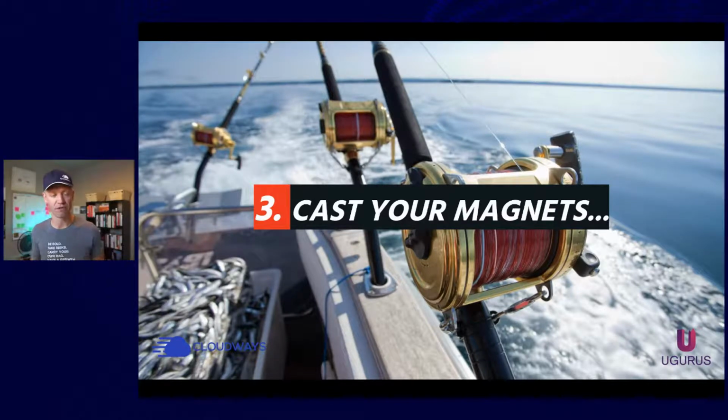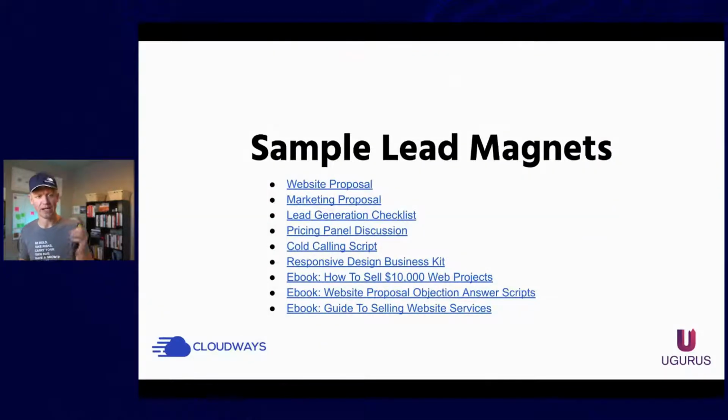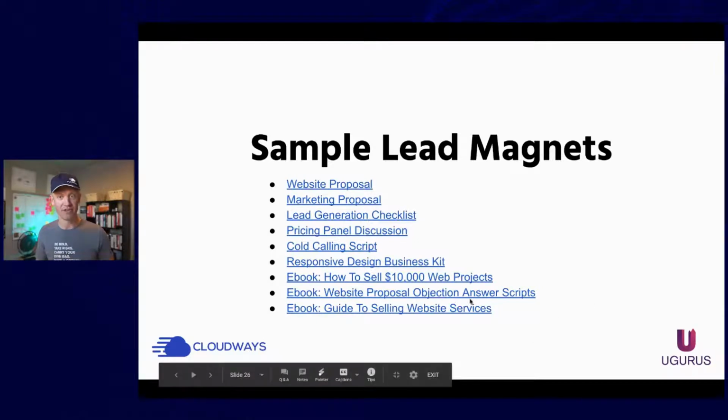We want to test a few different pieces of bait for our market and put them all out there and see what happens. So we want to take this mindset of casting out a bunch of magnets into the marketplace all at once. So let me give you some examples, right? When we first launched our business, these are about a half dozen or so magnets that we launched. We had a website proposal, a marketing proposal, a lead generation checklist, a video that I had done with some other web pros on pricing, and some scripts that I had used with my team. So most of this was stuff that we already had sitting on the shelf.